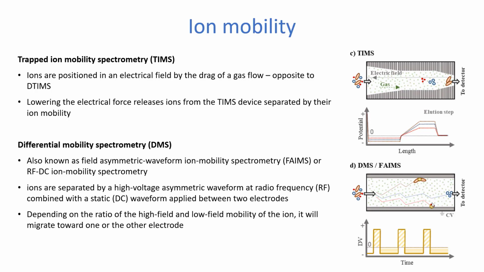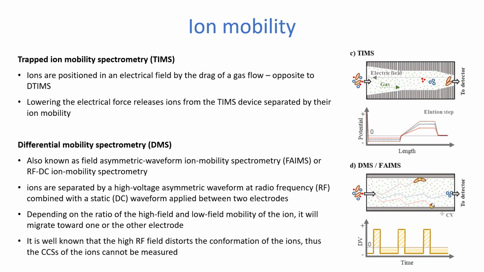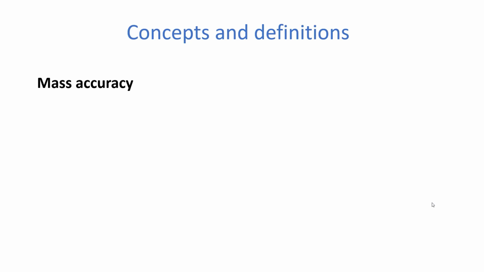So depending on the ratio of the high field and low field, it'll migrate either towards the electrodes, which are the sides of the tube, or straight through to the detector. It is also really well known that the high radio frequency distorts the conformation of the ions. So the collisional cross-section element gets lost, and you can no longer measure the CCS of the ions. So this has a different purpose maybe than the other types of ion mobility mass spectrometry devices. All right, so those are the different types of mass spectrometers that most people use, and I could go on and on about some other ones, but that gives you sort of the quick overview.